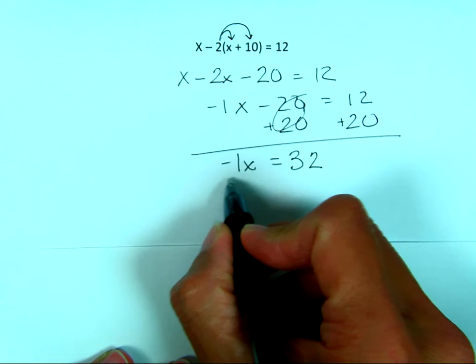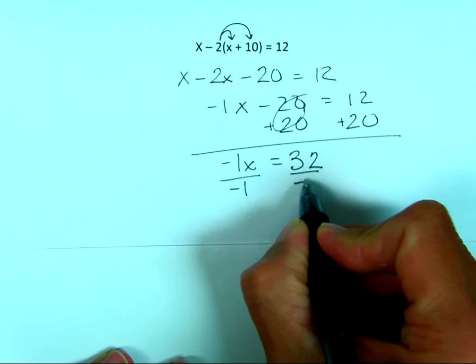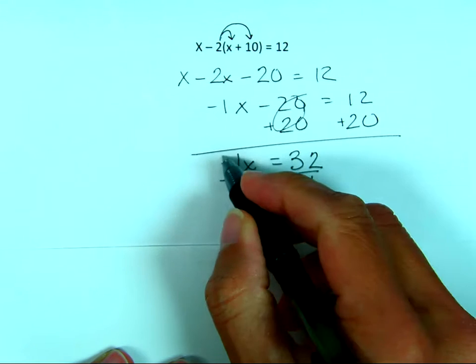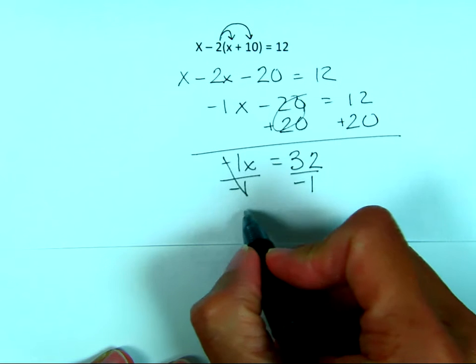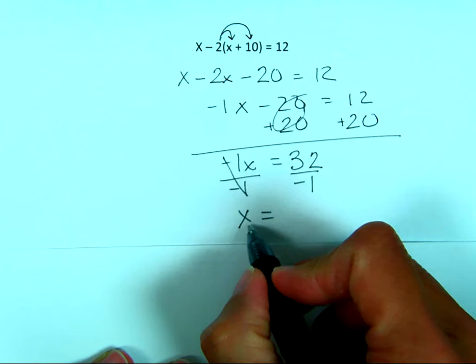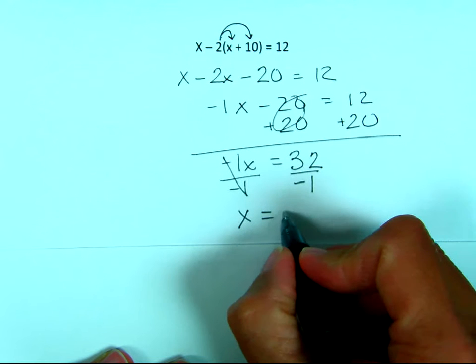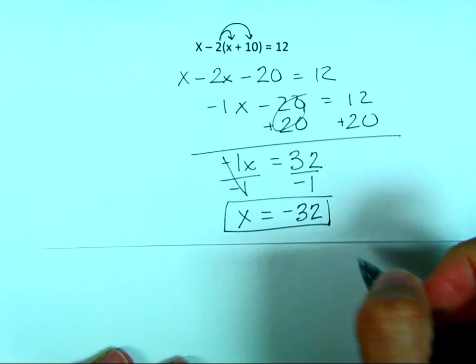So it's -1. It's being multiplied by x because it's right next to it. So we're going to divide both sides by -1 because a -1 divided by a -1 gets me +1. That leaves me just 1x, which is what I was needing to get x alone. And I'm going to say 32 divided by -1 is -32. And this would be my answer.